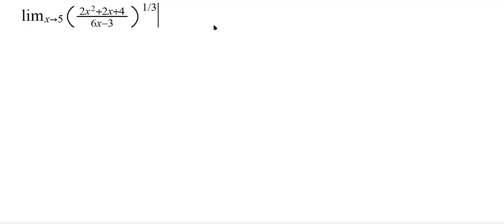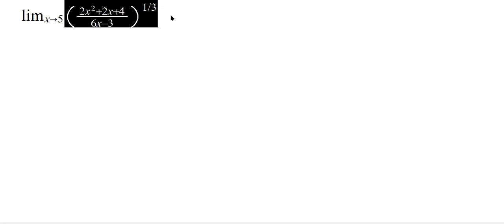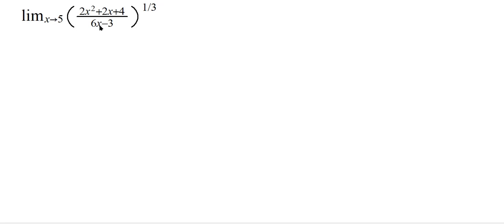Now again, let's take a similar example. That is, we have to compute the limit of this quantity at 5, and you can see that in an interval containing x equals 5, the quantity is well defined, and the limit of the denominator is how much? Simply 6 times 5 minus 3, that is 27.